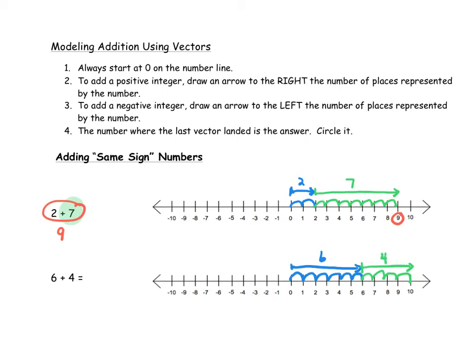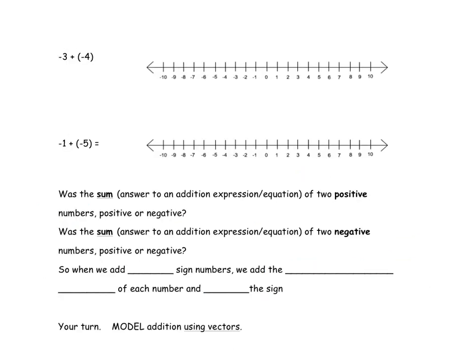So a length of 6, a length of 4, and you probably already know what the answer is. But because it's an equation, we put it after the equal sign. So now let's go to the next page. The next page is where we bring in our negatives. It's going to be the same process. The vectors are just going to go a different direction.